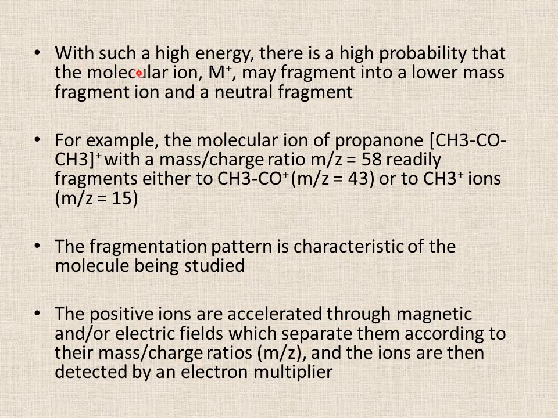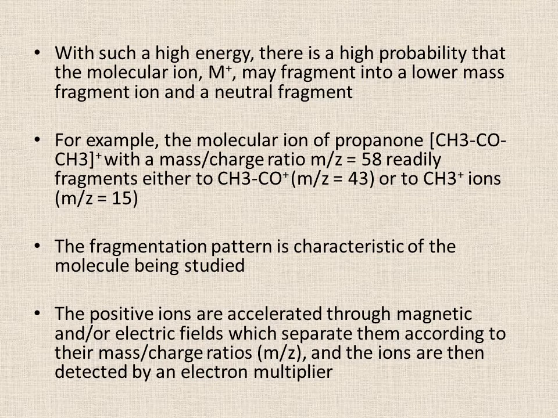With such a high energy, there is a high probability that the molecular ion may fragment into a lower mass fragment ion and a neutral fragment. Because the electron beam carries very high energy, these molecular ions may be broken down into component fragments, and these fragments may be in the form of ions, and they may also be neutral fragments.